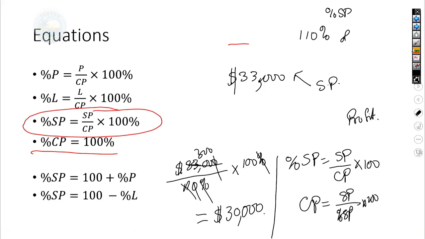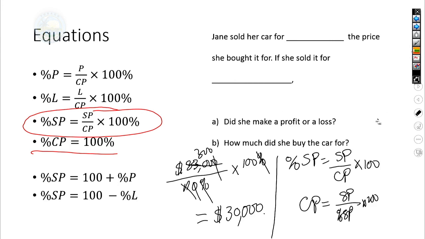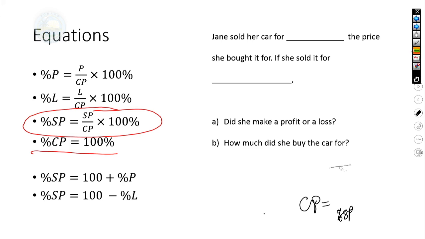Now, let's erase. Sorry. And let's see if we can find a different example. Nice. Let's go.